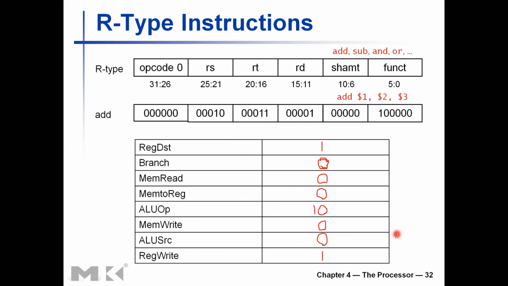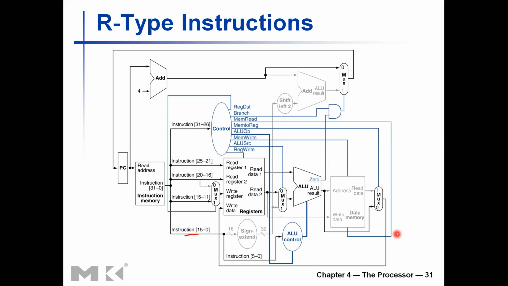Okay, I hope that example was clear and you can understand how the control signals regulate the data path for that R-type instruction. Do you have any questions at this point? Are there any questions at this point?